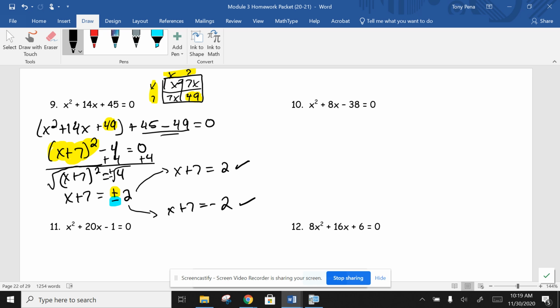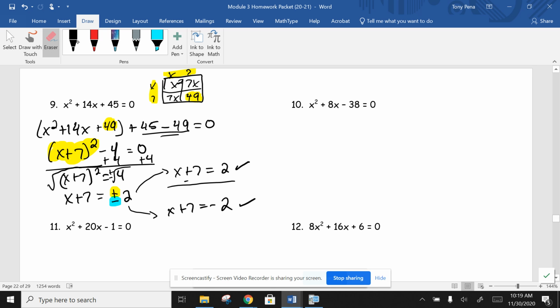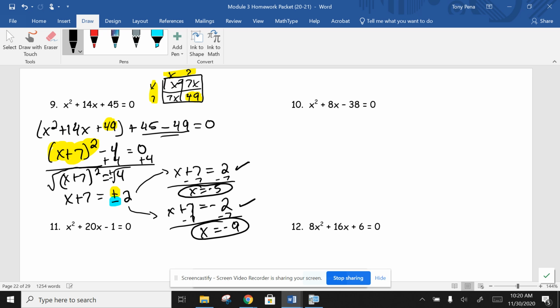All right. So for the first one, if I subtract 5 from both sides, not 5, sorry. I'm thinking ahead a step there. Subtract 7 from both sides, we should get a negative 5. So that's one of our answers. And then if I subtract 7 from both sides, negative 2, negative 7 make a negative 9. All right.